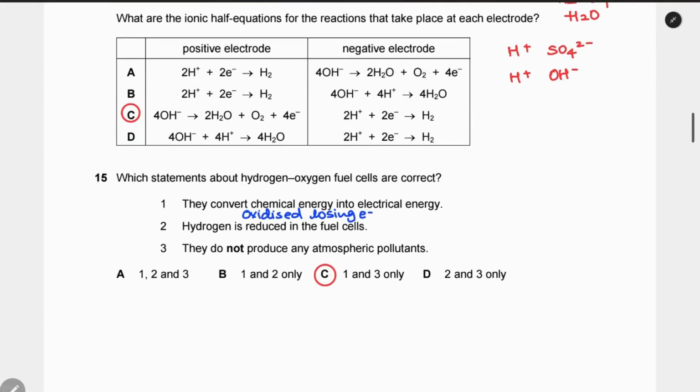Which statements about hydrogen oxygen fuel cells are correct? They convert chemical energy into electrical energy. Yes, which is correct. Hydrogen is reduced in the fuel cells. No, it doesn't get reduced, it gets oxidized, which loses electrons. So hydrogen loses the electron. They do not produce any atmospheric pollutants. Yes, which is correct. So 1 and 3 is the correct answer. The option is C.